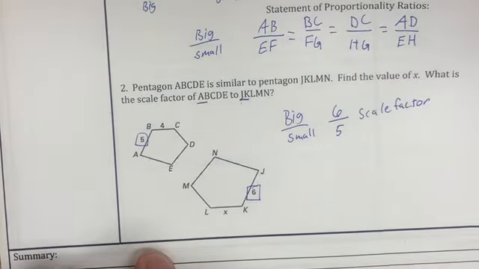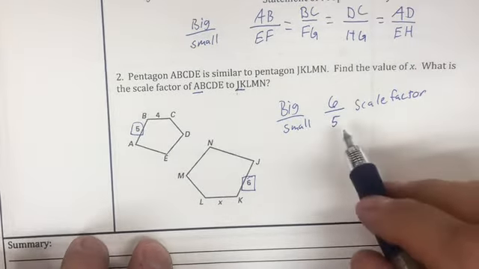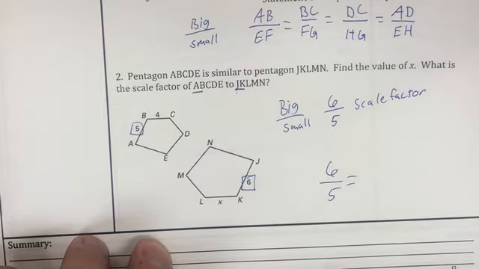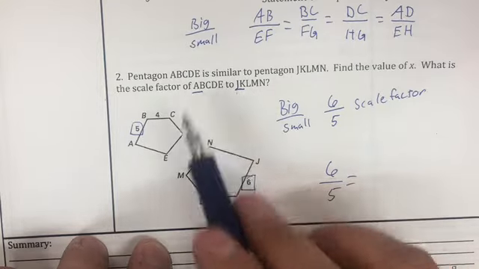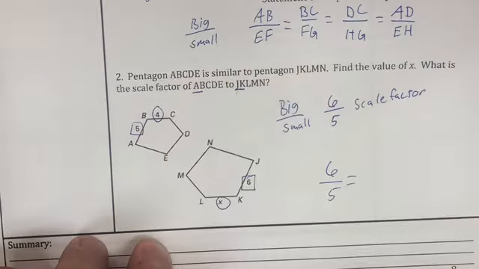We found it. Now, in order to find the proportion for the missing sides, we're going to use that same scale factor, 6 over 5, has to equal, well, let's see here. X corresponds to LK, CB. So 6, X, and 4.